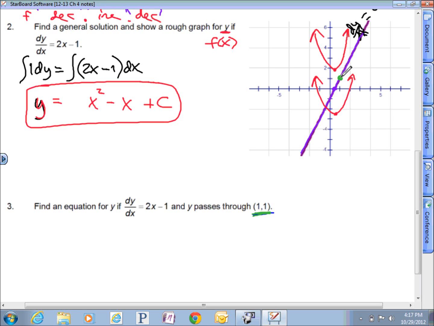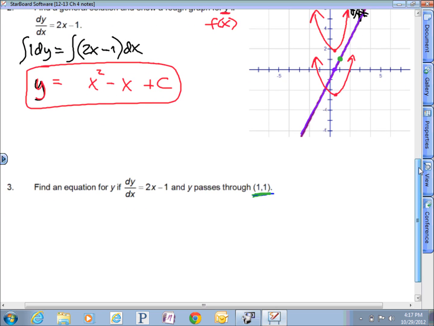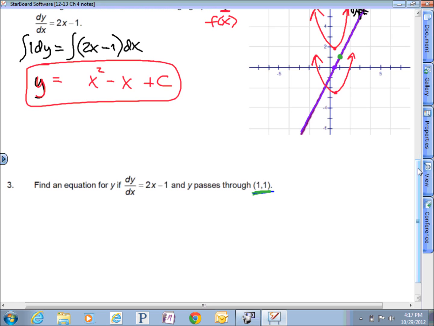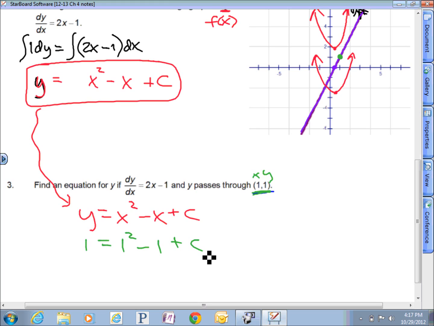Well, as I'm glancing at this really quickly, I'm going to guess that this one is going to be a little higher. So let's see. Wait a minute. If I did this, I'm going to repeat this work. I would do this exact same thing again. y equals x squared minus x plus my c. Well, now if it's got to pass through the point (1, 1), then everywhere I see an x, I'm going to put a 1, and everywhere I see a y, I'm going to put a 1. So 1 equals 1 squared minus 1 plus my c. What's that going to mean? My c is going to end up equal to 1.